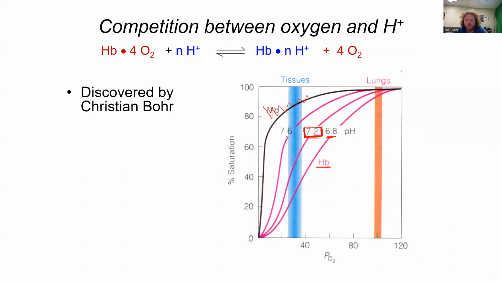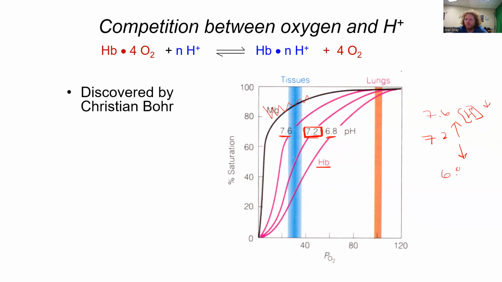7.2, and 7.6. So he said, all right, well, if we operate under the idea that 7.2 is kind of our physiological pH or mid-range pH, let's see what happens when the pH goes up. Let's see what happens when the pH goes down. So if the pH goes up, our hydrogen ion or our proton concentration decreases.